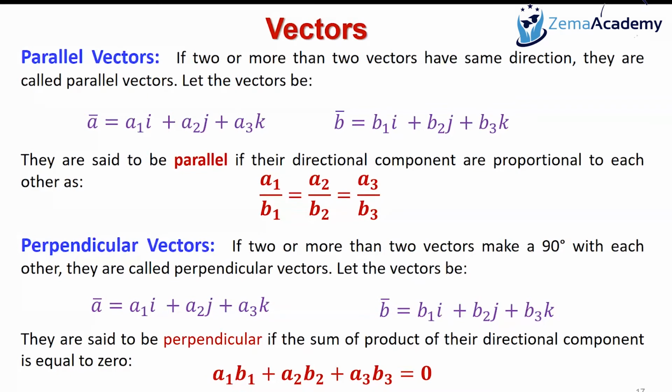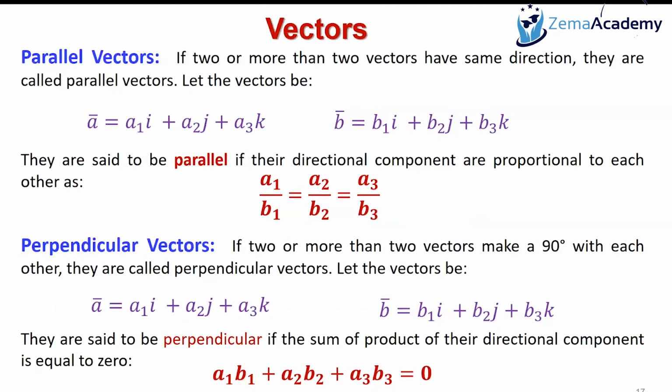Similarly, I have taken the example of the same two vectors, you can find out whether these two vectors are perpendicular or not. They are said to be perpendicular if the sum of the product of their directional components, again you can see that A1 and B1 are the directional components, so I times I. So A1 B1 plus A2 B2 plus A3 B3 should equal 0. So the sum of the product of these directional components should equal 0.